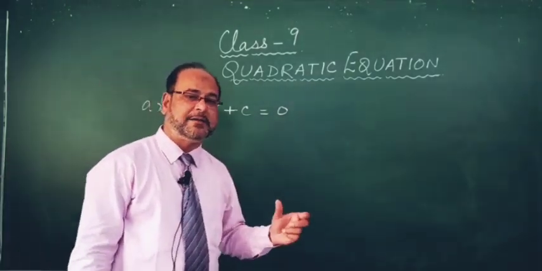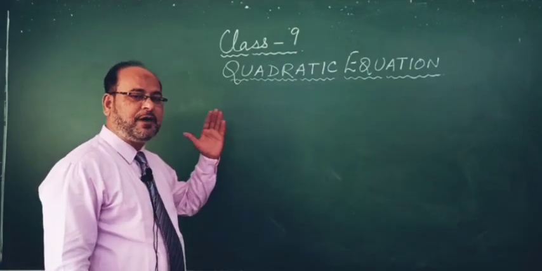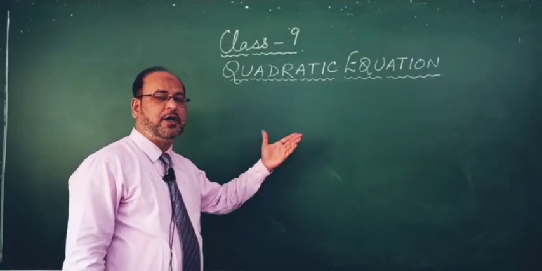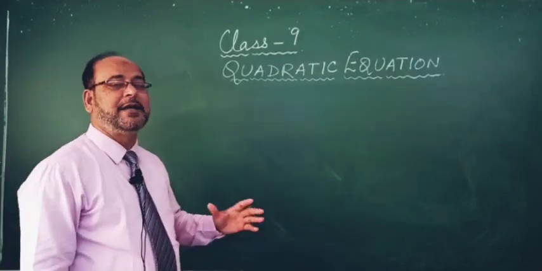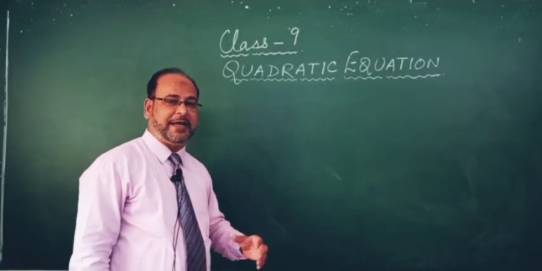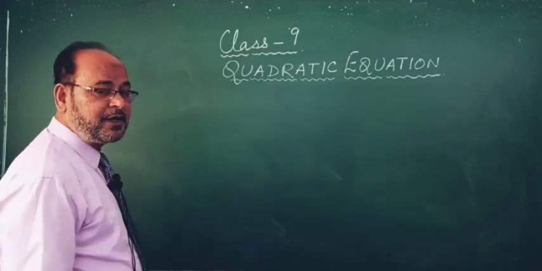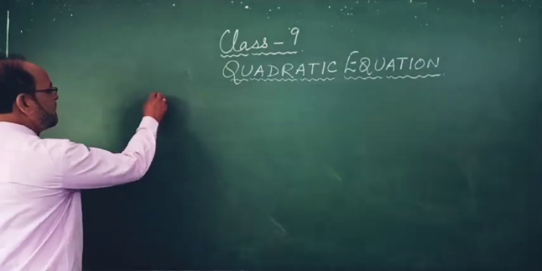You will get two factors. First we will put one factor equals to 0 and then we will put the second factor equals to 0, and we will get two values of x, right? So let's see one example.